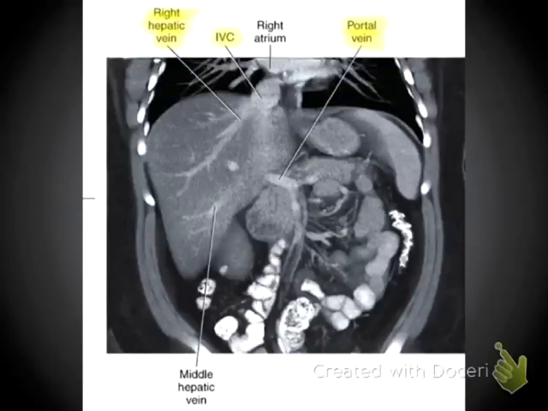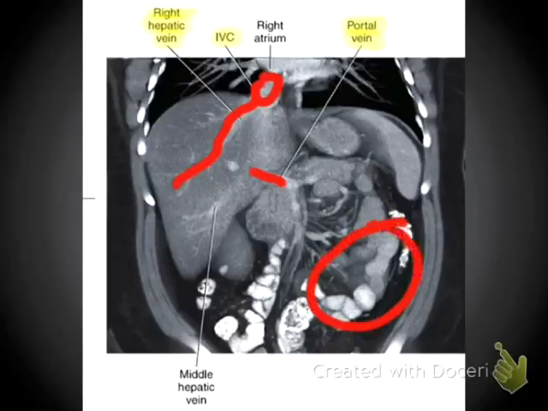Based on this image, we have the right hepatic vein, the inferior vena cava, and the portal vein. We have the portal vein coming in, forming the right main portal vein. We have the inferior vena cava here. And then we have the right hepatic vein coming up to the inferior vena cava. But really all we're going to worry about is the three things that are highlighted here. Also, notice that this is the jejunum here, based on the appearance.